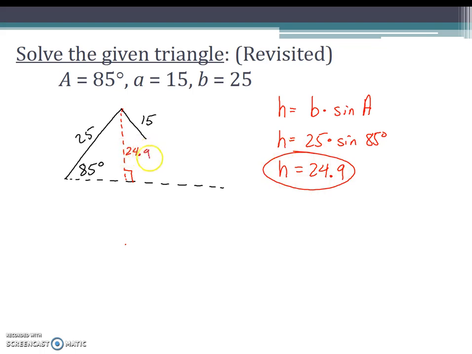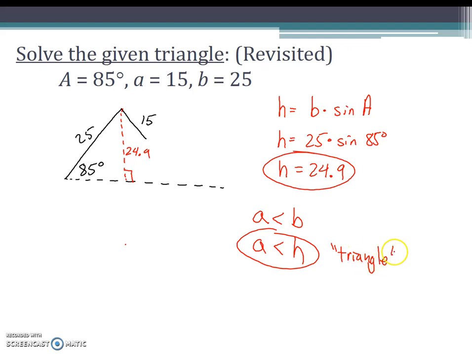Now, check it out and compare a, h, and b. It's kind of irrelevant what h is, but it's a nice little exercise in comparisons. But a is less than b, and when a is less than b, it can work out, but a needs to be less than h as well. Since a is less than h, the triangle has no solution.